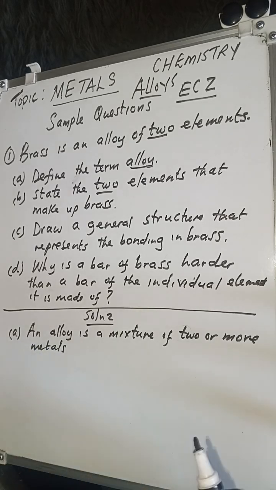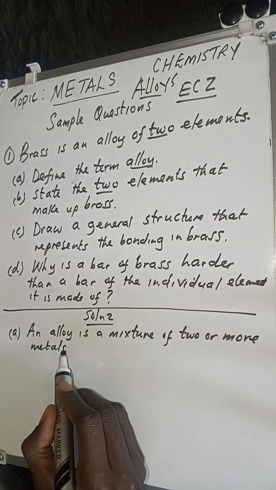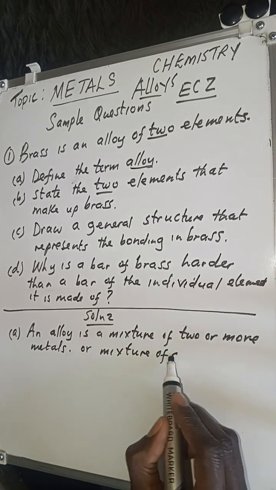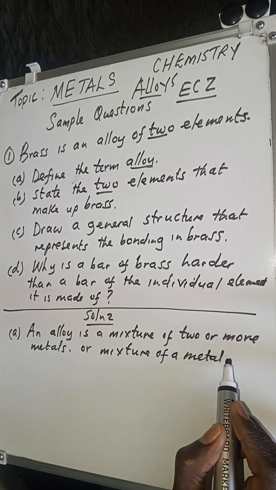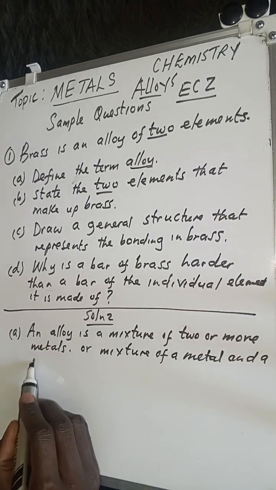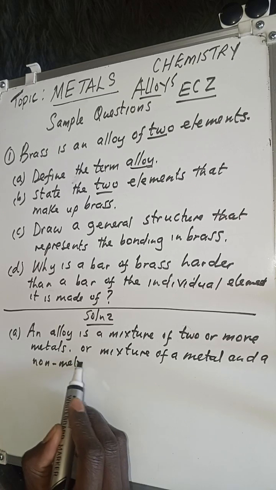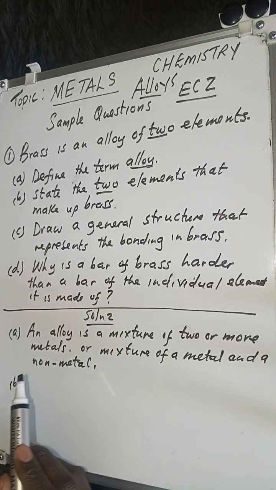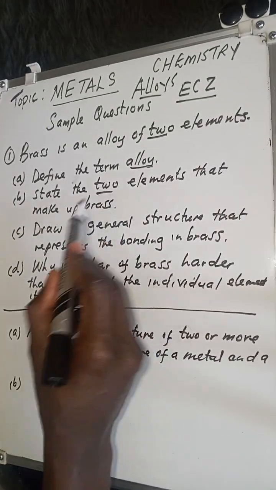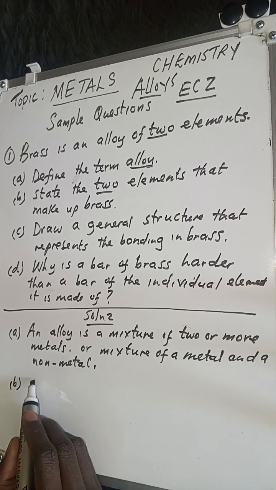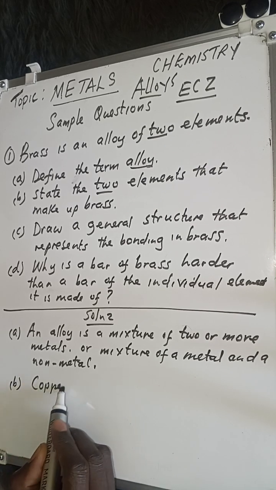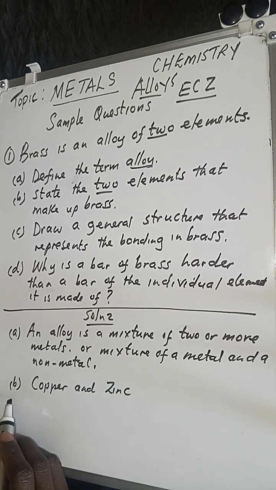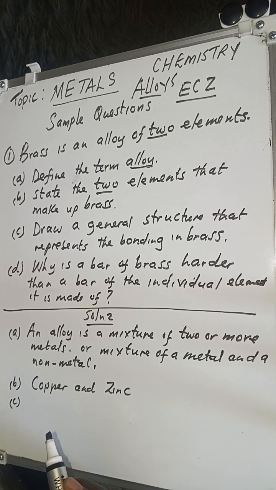Or you can simply say it is a mixture of a metal and a non-metal. There's no problem, it is also possible to define it that way. Then B says, state the two elements that make up brass. Remember, brass is simply made up of copper and zinc. So those are the two elements that make up brass.